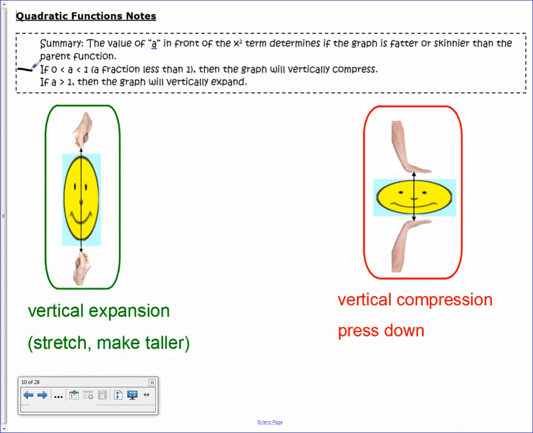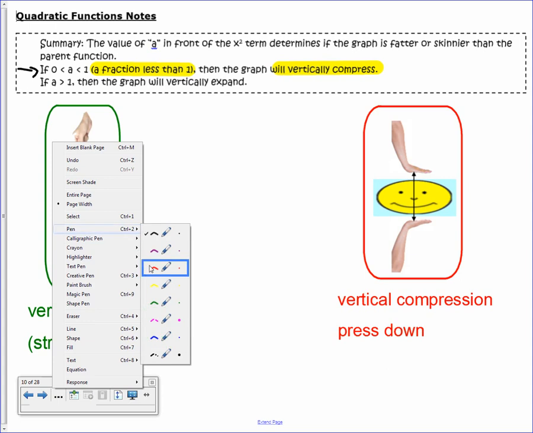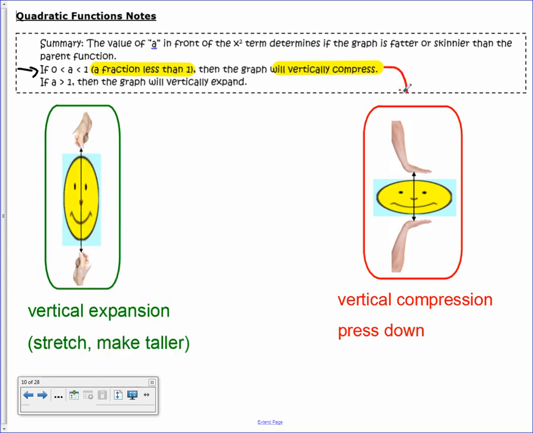right here, it says, if our A value is between 0 and 1, and what I want you to underline is the simple way to say that, if A is a fraction less than 1. So for example, 1/3, 1/2, 1/4, 1/6, 1/10, things like that. If A is a fraction, then the graph will vertically compress. So if A is a fraction, we're going to press the graph down to make it wider.